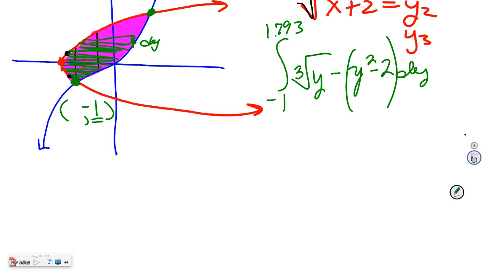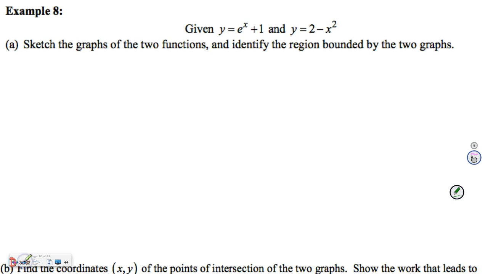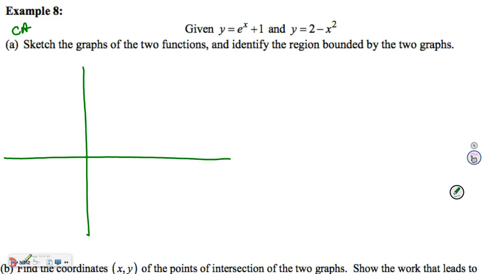So last one up for the day. Here we go. This is going to be calculator active, so I'm going to write CA for calculator active. We're going to graph it as quickly as I can. I don't need a calculator to graph this one because it's easy. E to the x is exponential growth. E to the 0 is 1. I'm going to hit at 0, 2. And again, I leave everything unticked. I don't really care. I just need its general shape.